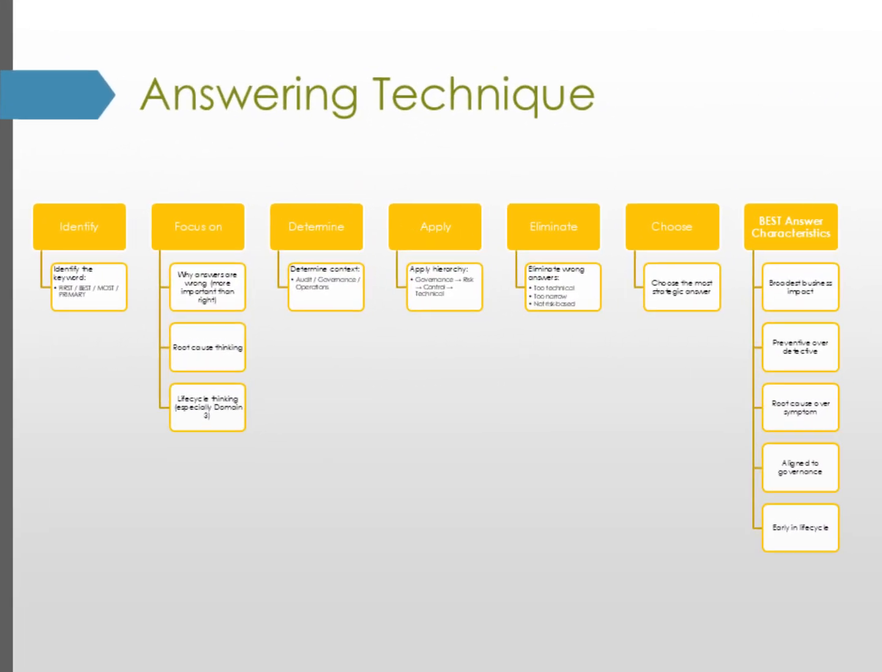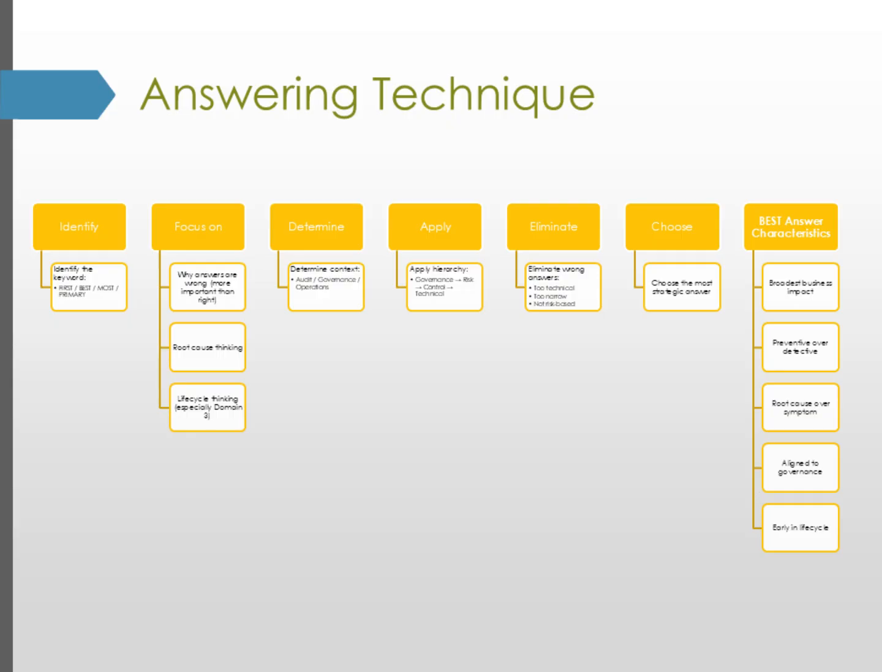When you're in the exam, having knowledge is not enough. You need a structured way to approach every question. Start by identifying the keyword. Look for terms like first, best, most, or primary. Then determine the context. Are you dealing with audit, governance, or operations? From there, apply the hierarchy. Governance, then risk, then control, and only then technical. Next, eliminate the weaker options. Anything too technical, too narrow, or not risk-based can usually be ruled out. That leaves you with the strongest choice.